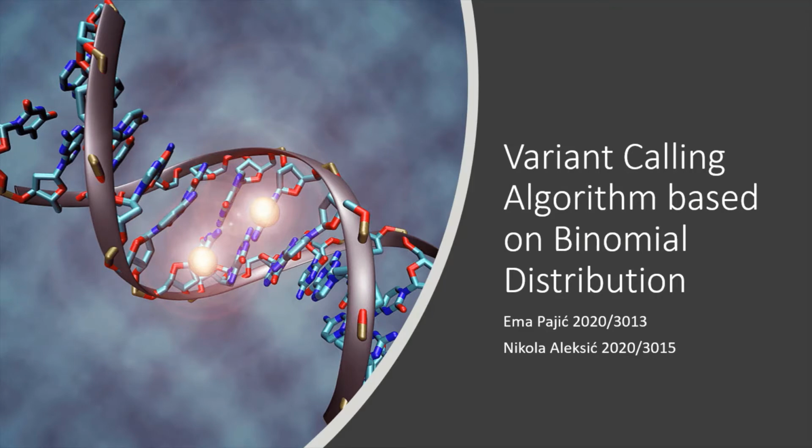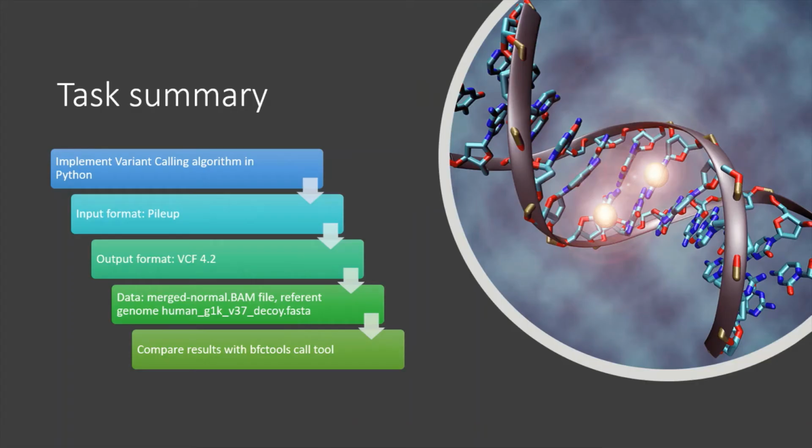Our project was to implement a variant calling algorithm based on binomial distribution. To summarize, the implementation was done in Python, our input was in pileup format and output in VCF 4.2 format. For testing, we used these BAM and reference genome FASTA files. And in the end, we also compared results with BCFtools call.